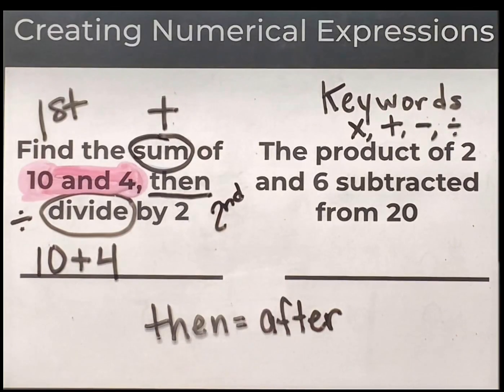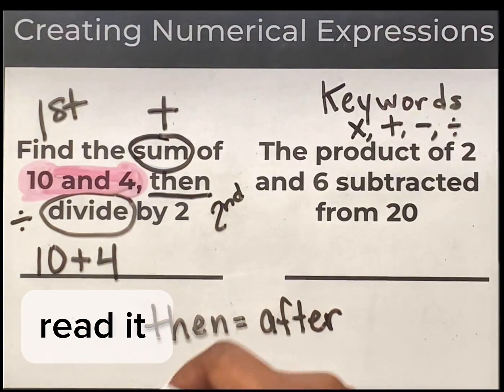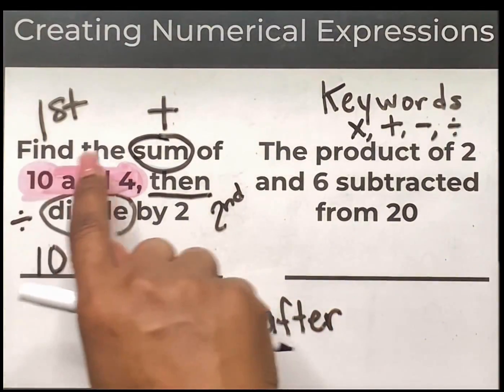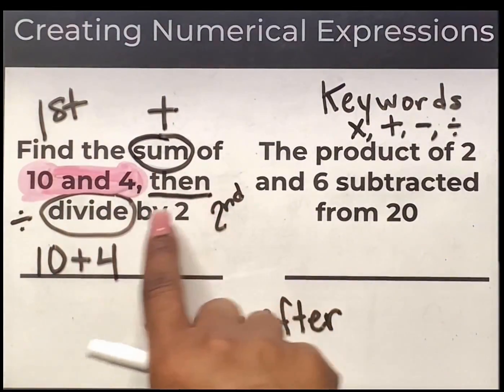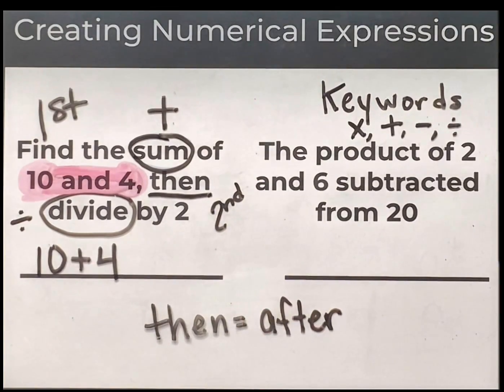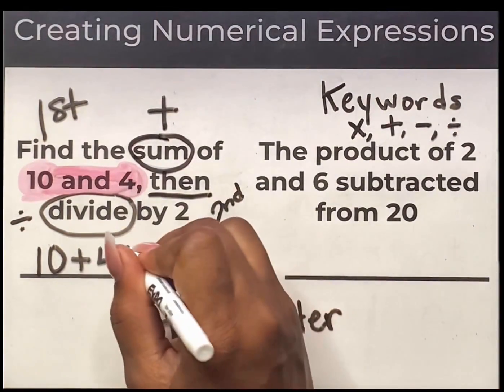Then what? Let's read it again. It's best to keep reading this when you're creating it to make sure you don't make simple mistakes. Find the sum of 10 and 4, then divide by 2. Then divide by what? 2.